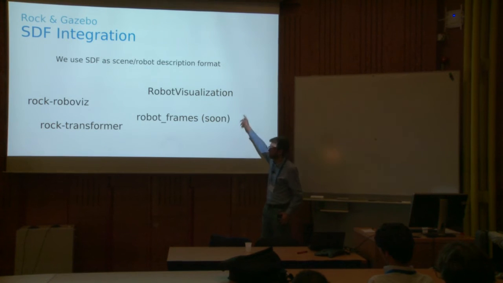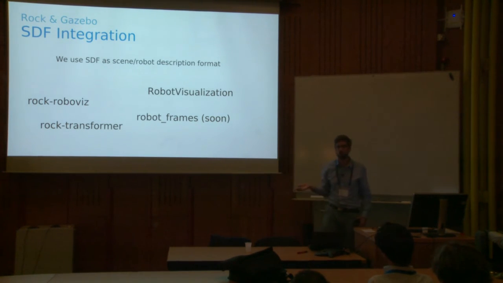So robot visualization is a Vizkit3D plugin. You feed it URDF and now SDF, and you get your whole robot represented. You can give it joint states, and it moves the robot around. RoboVis is just a command line for robot visualization. Rock Transformer is something that allows you to look at your transformations. And RobotFrames is pending, so we are integrating SDF in that. But mostly everything where you could use URDF, and even more, because there's some stuff that couldn't use URDF before, can now use SDF.